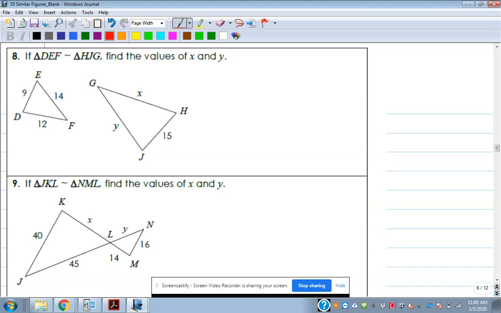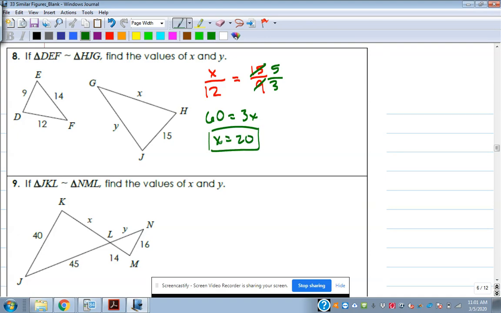So you're saying HG would be DF, so x over 12. And then what would be on the other side? So if you said x on top, yeah, 15 over 9. And then I'm going to simplify that to 5 over 3. 60 equals 3x. 60, not 16. x equals 20. Good.